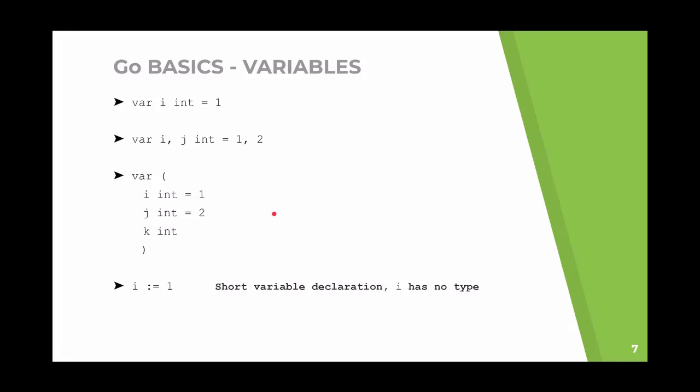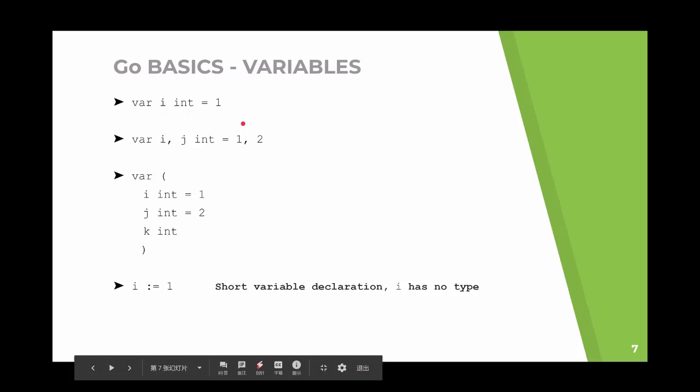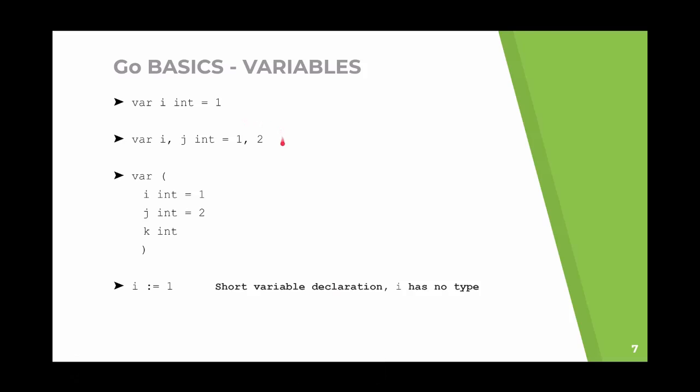In Go, there are several ways to declare a variable. To declare a variable, we need the keyword var at the beginning, and then the name of the variable, and then the data type. You can assign a value to the variable if you like, but not necessarily. Besides, we can declare like this and this. But one point I want to mention is that there is a special way to declare a variable called short variable declaration. In this case, this variable has no type.